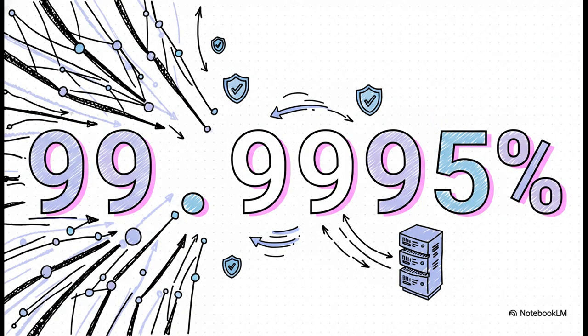But this number, this one right here, might be the most jaw-dropping one of them all. This is the success rate. 99.9995% of all requests made to TAO succeed. That shows a level of availability and resilience that is almost unheard of at this kind of scale. The system isn't just fast, it's unbelievably tough.